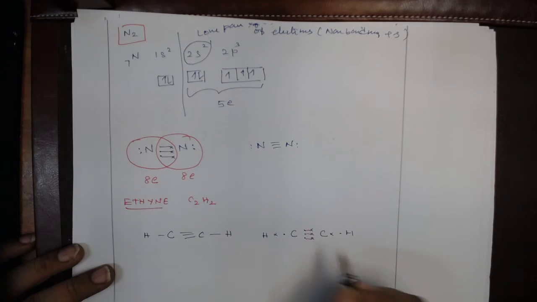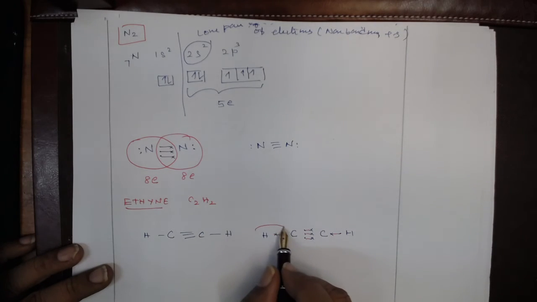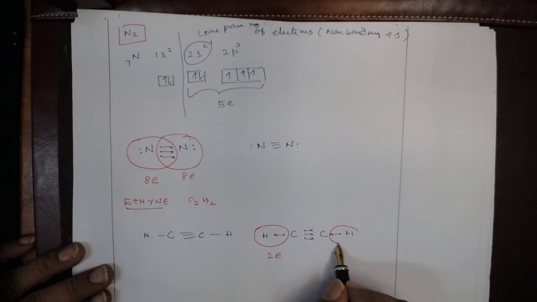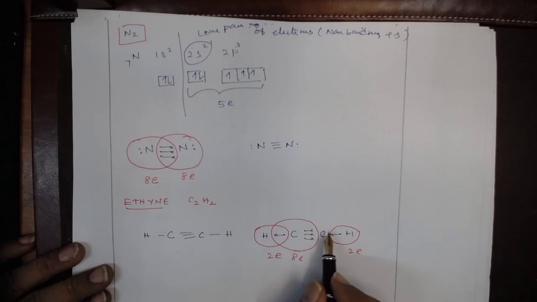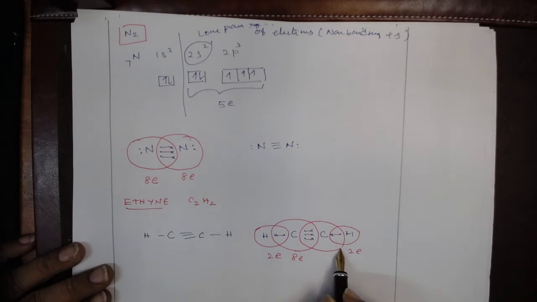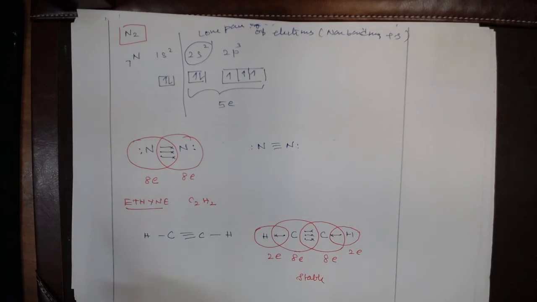Are you able to follow? And similarly, see, this forms CH bond. So the CH, this hydrogen has 2 electron system. This hydrogen has got 2 electron system. And what about this carbon? This carbon has 8 electron system. Are you able to follow? And what about this? Got it? 8 electron system. So this is stable, right? So it has got linear structure.